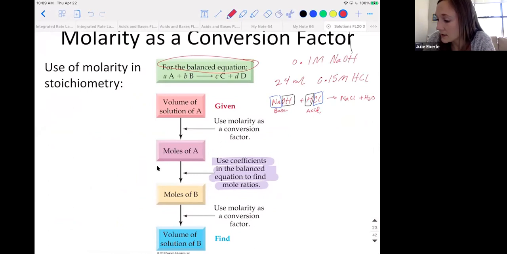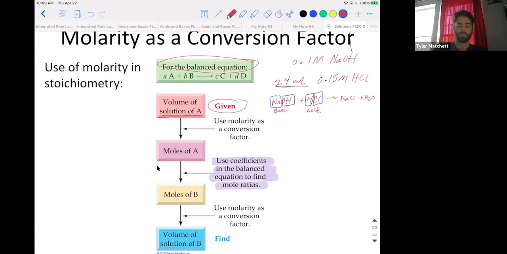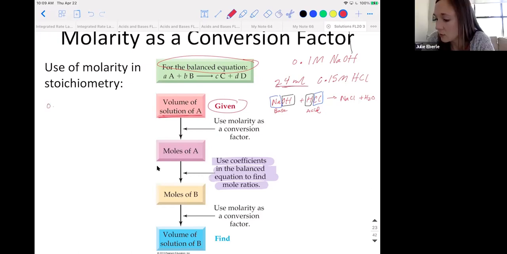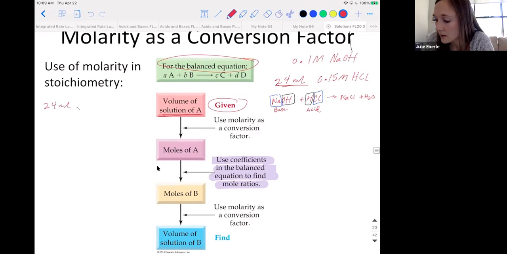So here's what it says. It says start with what you're given, the volume of solution A. So for which of these things do we have the volume given to us? NaOH or HCl? HCl. HCl, we're given the volume right here. All right, so I have 24 milliliters, and I need to convert this to liters. So first thing I'm going to do is convert it to liters. And you should get 0.024 liters.